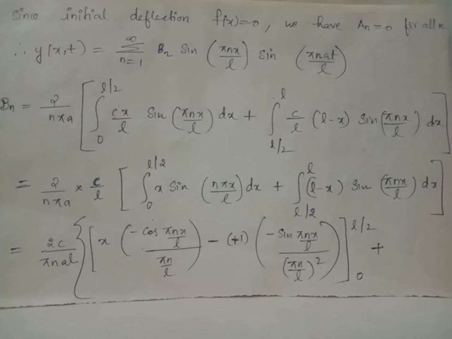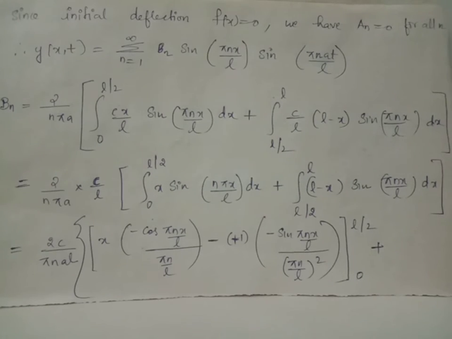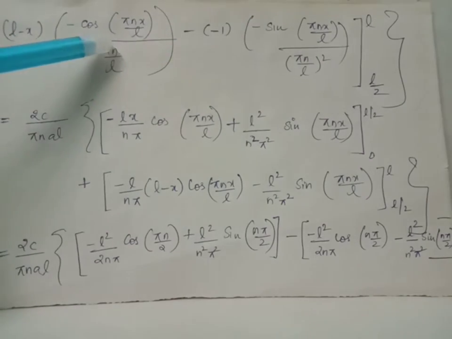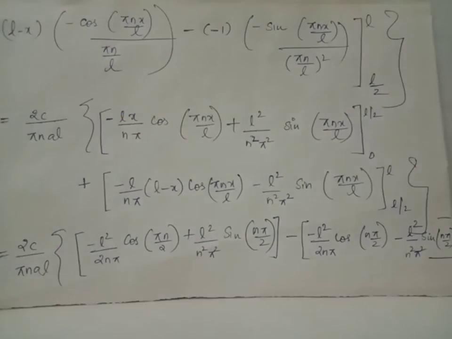Now we will perform integration by parts for this integral. First function L minus x is written as it is, and integral of second function gives us negative cos pi n x by L divided by pi n by L. We have derivative of L minus x, which is negative 1 written here, and integral of cos pi n x by L equals sin pi n x by L divided by pi n by L. This negative sign is written here. Pi n by L gets multiplied along with the denominator, and we get the term as negative sin pi n x by L divided by pi n by L square. Next time when you take derivative of first function, it becomes 0, and we will stop the process of integration by parts here.